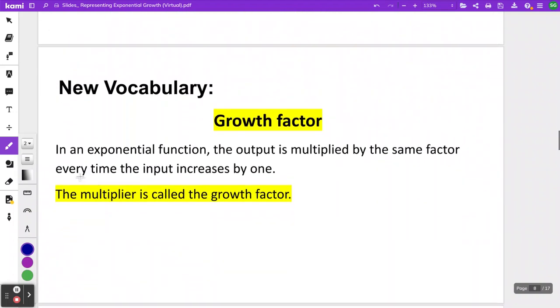So here's our definition. In an exponential function, the output is multiplied by the same factor every time the input increases by 1. To give you a concrete example with that sentence there, this would be saying that our output, the number of parasites, is multiplied by 3. When it says the input increases by 1, that just means each 1 hour, right? So the number of parasites is multiplied by 3 for every 1 hour. The growth factor is always going to be the multiplier, that number you're multiplying by.